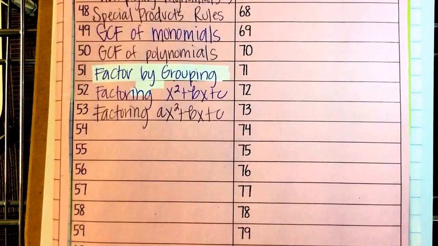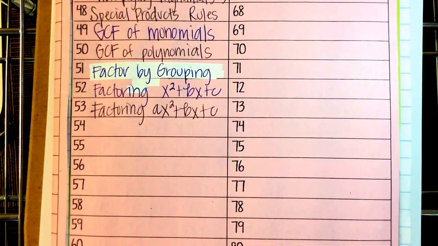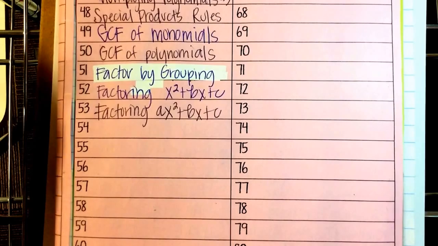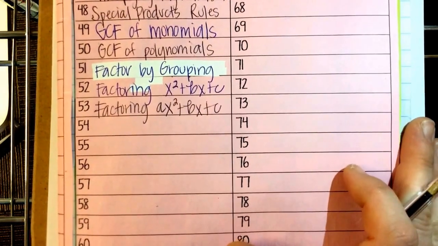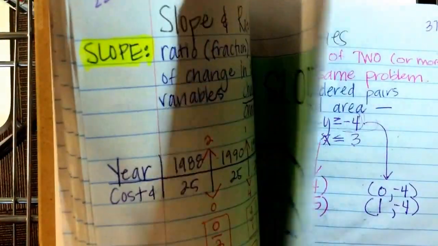Factoring ax squared plus bx plus c. Factoring ax squared plus bx plus c. We're going to stop off at our objectives.